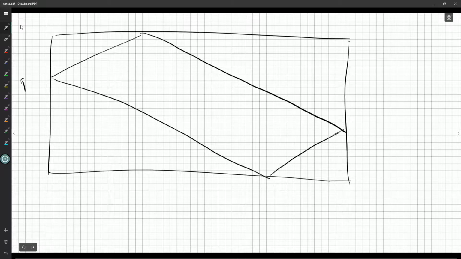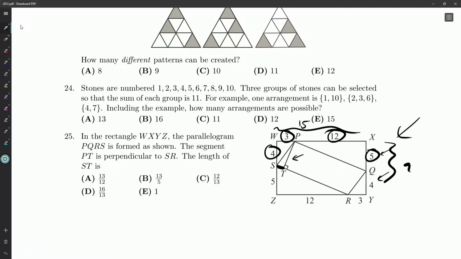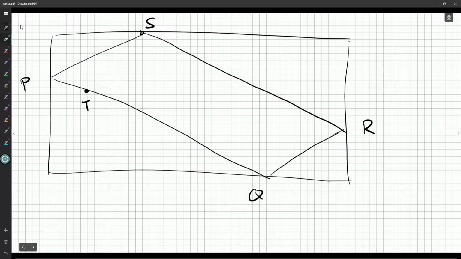There's my parallelogram. P, we've got to T here. This was S. I assume this is Q and R. And it was W, X, Y, and Z, wasn't it? I have P and S mistaken. E and S. Q and R will switch around. W, X, Y, Z. Okay.